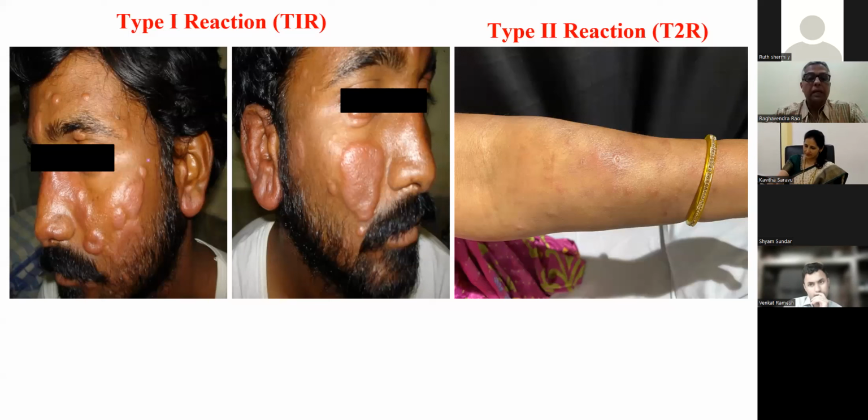Whereas in type 1 lepra reaction, when it is mild, it will affect only the skin. When it is more severe, there will be very severe neuritis, and sometimes if it goes unrecognized or untreated, they can develop crippling deformities. So that is why you should recognize and treat type 1 lepra reaction as early as possible to prevent the crippling deformities.